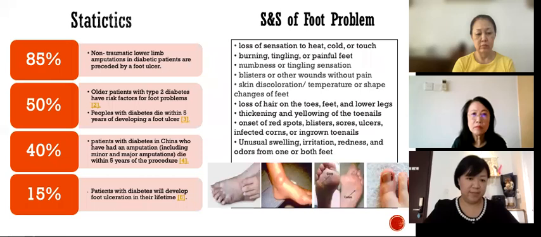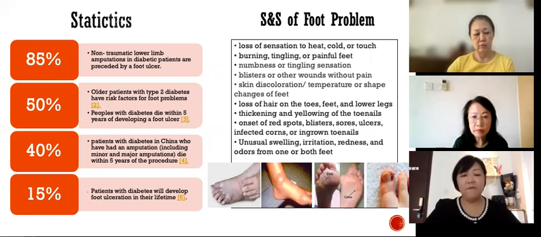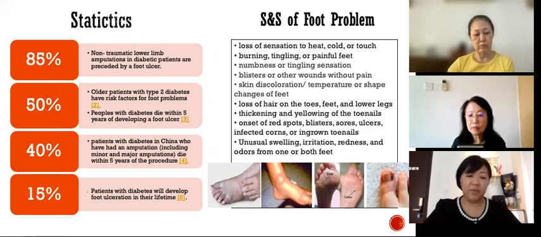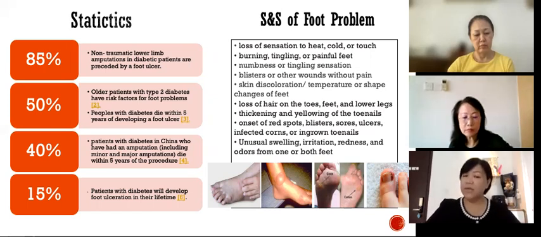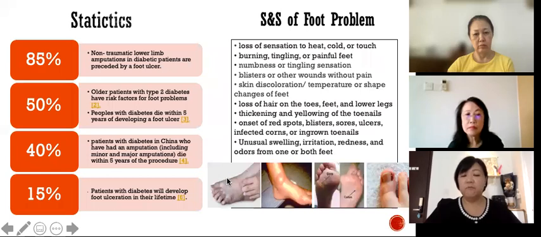According to the statistics, 85% of non-traumatic lower limb amputations in diabetic patients are preceded by a foot ulcer, and 15% of patients with diabetes will develop foot ulceration in their lifetime. So what are the signs and symptoms of foot problems? Let's look at the pictures. The picture is very clear.